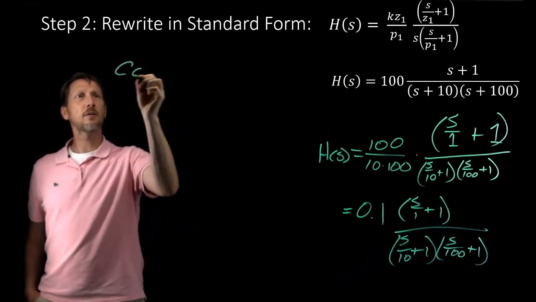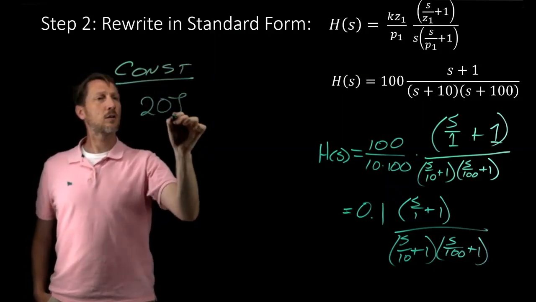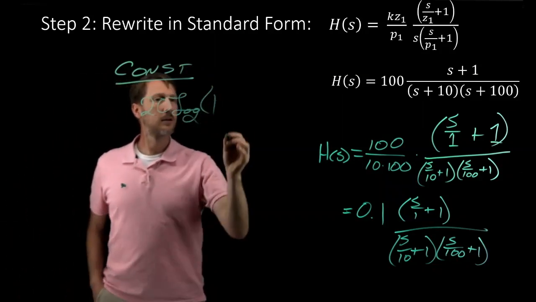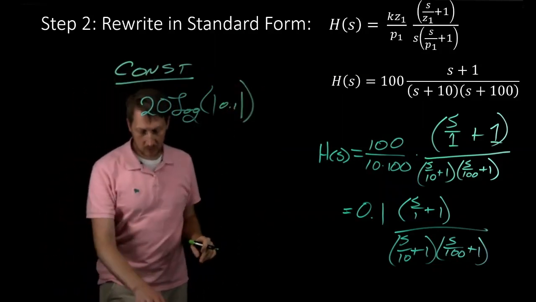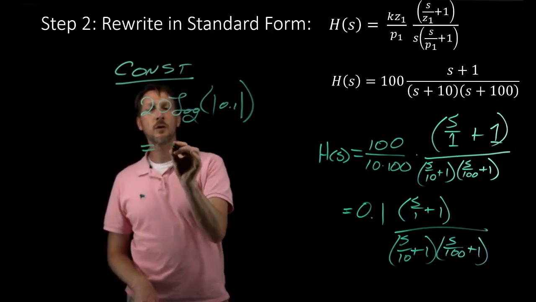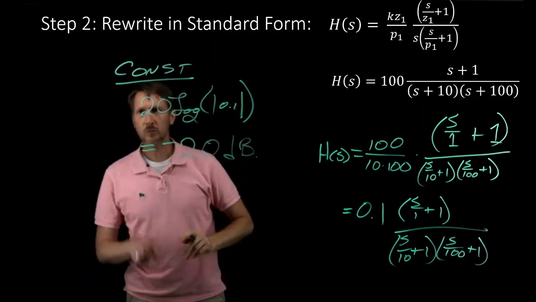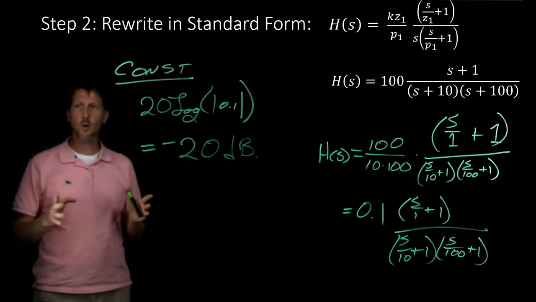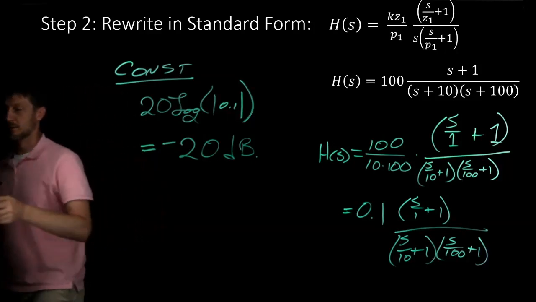So for the constant value, we can say 20 log of the absolute value of 0.1. And if we do this, we get that the constant value is going to be equal to negative 20 dBs. So we're going to remember that for the next slide. We're going to take negative 20 dBs for the constant value, and that's going to enable us to start plotting things.